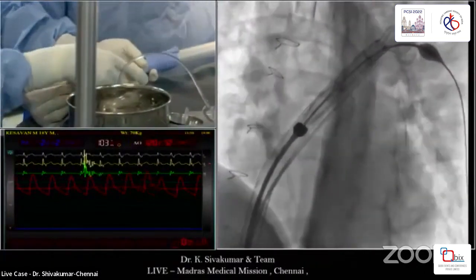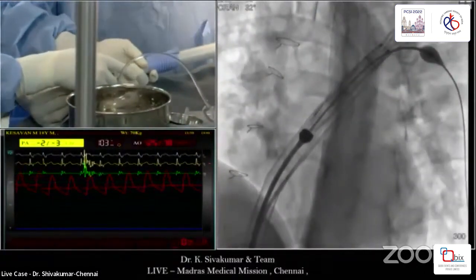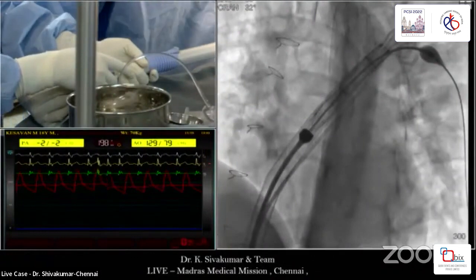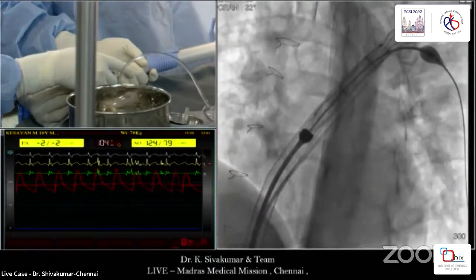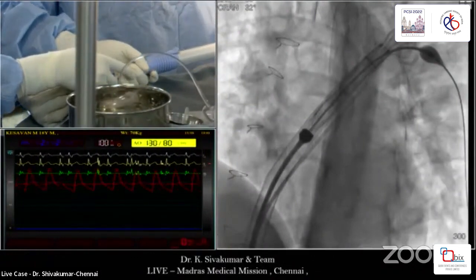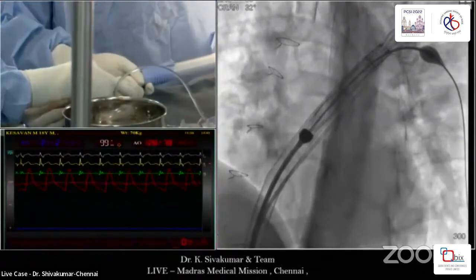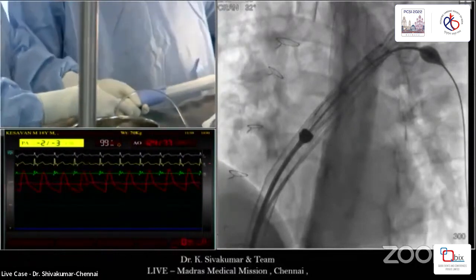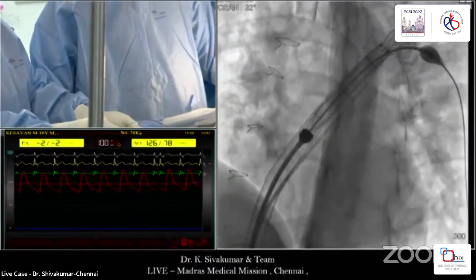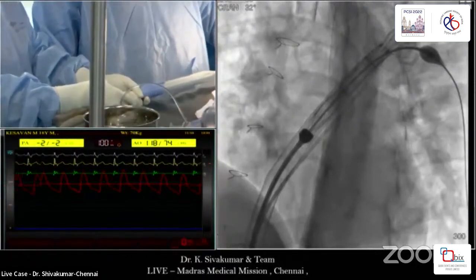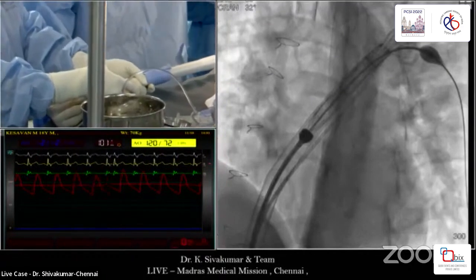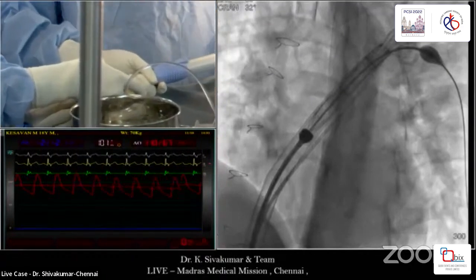Shiva, what is the size of the sheath? 24 or 26? That's a 24 French sheath. We don't have access to a 26 French sheath in India, Dr. Bharat. The 24 we get from Cook. There is also one from Medtronic, Centrant, but we don't have the Gore DrySeal registered in our country, and so we don't get access to this 26 French sheath.